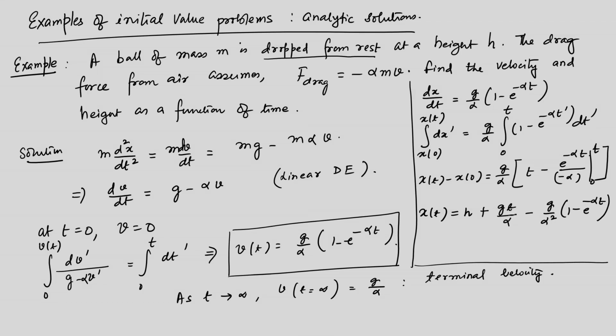Very interestingly, you can see that there is a competition as t increases. As t increases, the height tends to increase because of this term, and as t becomes large, the last term, the exponential minus alpha t, will go to 0. So, there is a positive term as t goes to infinity, and there is a negative term as t goes to infinity. They would compete against each other, and any result that you get will have to be physically analyzed in order to arrive at a conclusion.